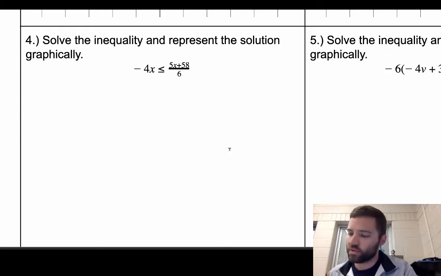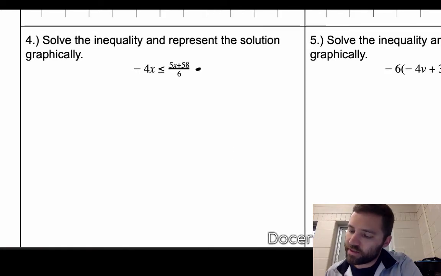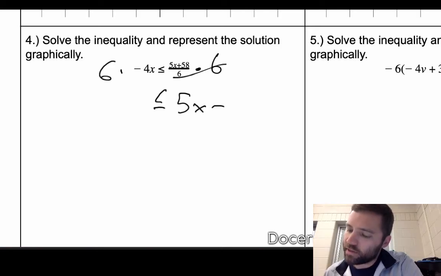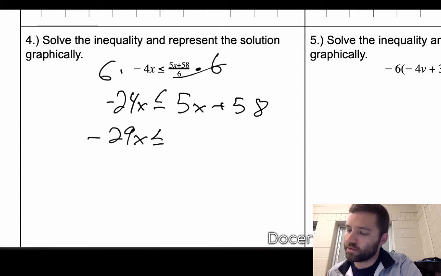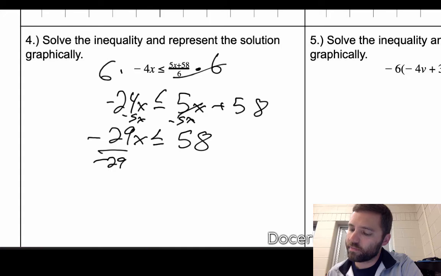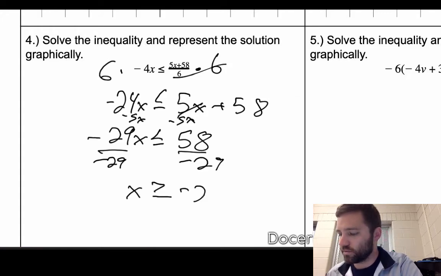All right, so to solve this one, I would first clear out the fraction. I would multiply both sides by 6. And I would get 5x plus 58 is equal to negative 24x. I'm going to subtract 5x from both sides. And so when I do that, I'll get negative 29x is less than or equal to, I already subtracted this off, 58. And then I'll divide both sides by negative 29. And I get x is greater than or equal to, got to switch the direction of the inequality, negative 2. Okay.